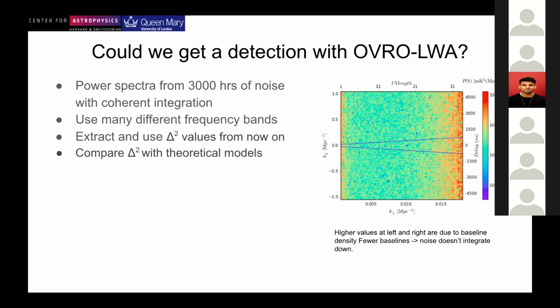So we did some noise simulations, and this is 3,000 hours of just thermal noise using coherent integration. This is what a power spectrum looks like. And we used lots more different frequency bands. So from this, we can extract delta squared values that I'll talk about from now on.